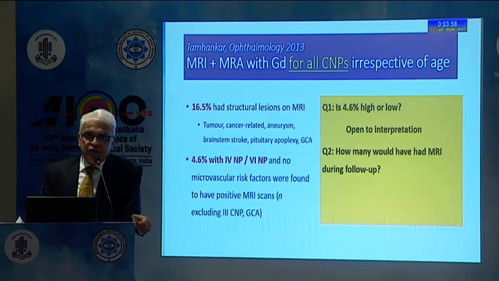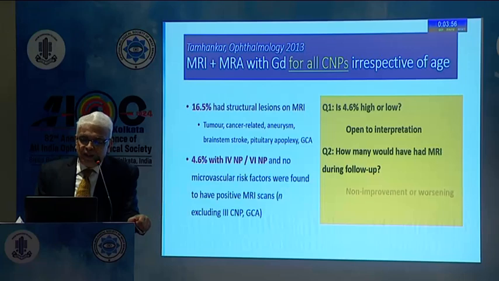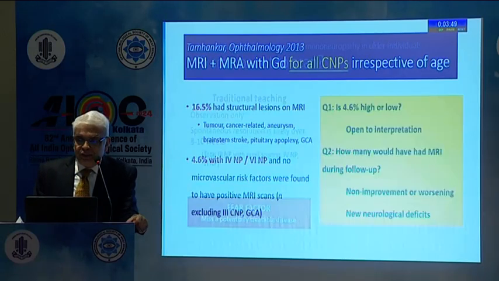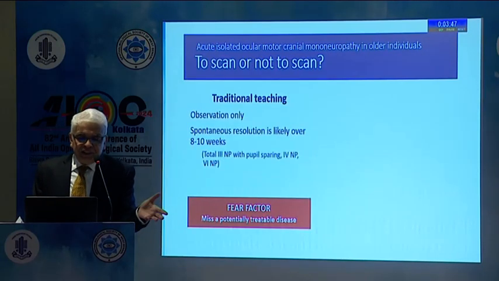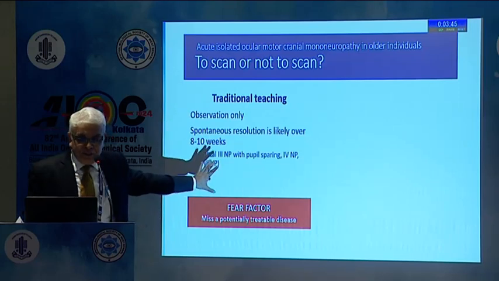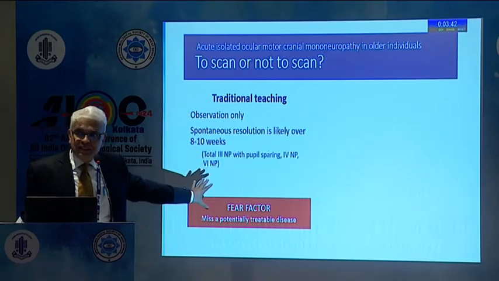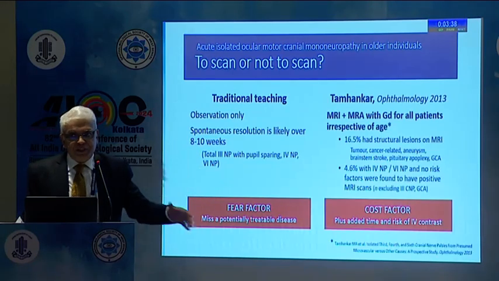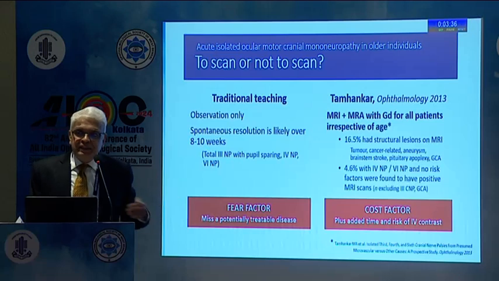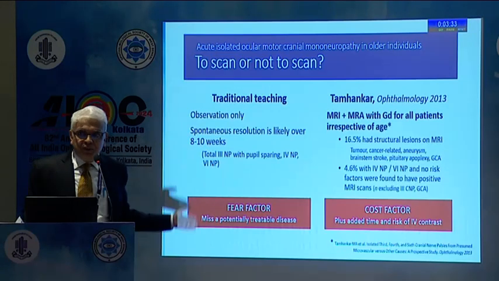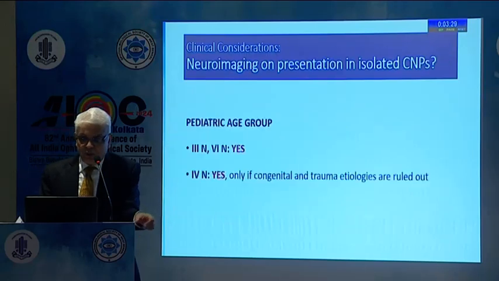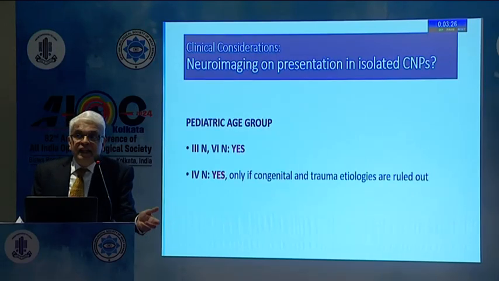And how many of these, therefore, over a follow-up would have had an MRI anyway because of either non-improvement or worsening of the condition or some new neurological deficits which might happen? So essentially, the Tamhanker paper was, we have a fear factor here that if you don't scan, you're going to miss something like an aneurysm, versus the cost factor which Rashmin had brought up. Should you do a scan for everyone? So either no or yes, and I think the answer lies here. It depends. What does it depend on? I think age group is important.